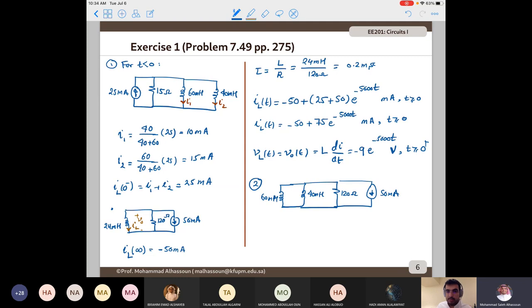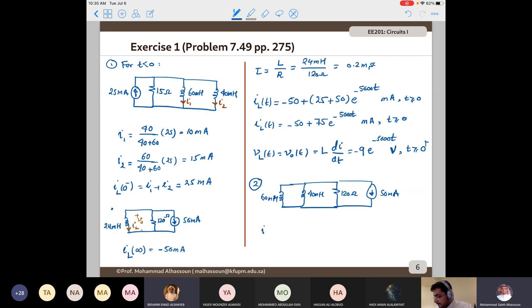Yasser? Yes, we already calculated I1 and I2 initial. We can use, I guess, current divider again to find I1 final and I2 final. You can do that, but there is another very simple way of doing this. Yeah, I mean, you can do that. It's not that complicated, but it seems that there is an easier approach here. Ibrahim?